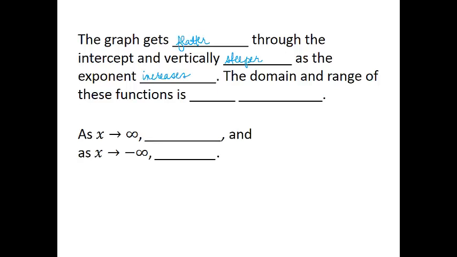The domain and range of these functions is all real numbers. And the end behavior that we were just describing: as x goes to infinity, that is, as we go to the right side of the graph, the y values were going up, so we write that as y goes to infinity. And as x goes to negative infinity, that means the left side of the graph, we notice that the y values were going down, right? The graph is going down there, so we say y is going to negative infinity.